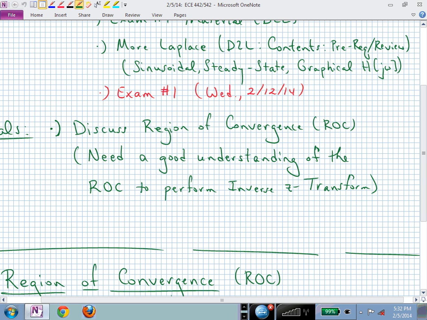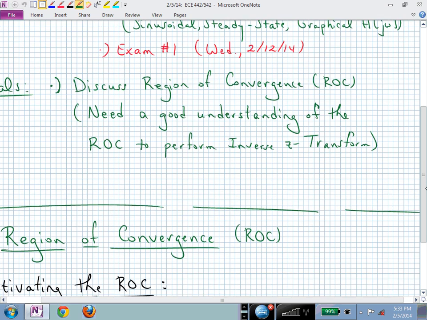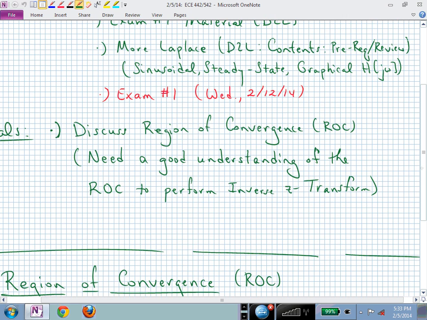I did provide a little bit more Laplace material on D2L, and you can find that in the prerequisites review section on the contents tab of the D2L website, and that was to maybe address the sinusoidal steady state or the graphical analysis or the graphical way of finding the frequency response behavior given a transfer function H of s. So if you want some review on that, that's available on the website under, I think, Laplace material applications.